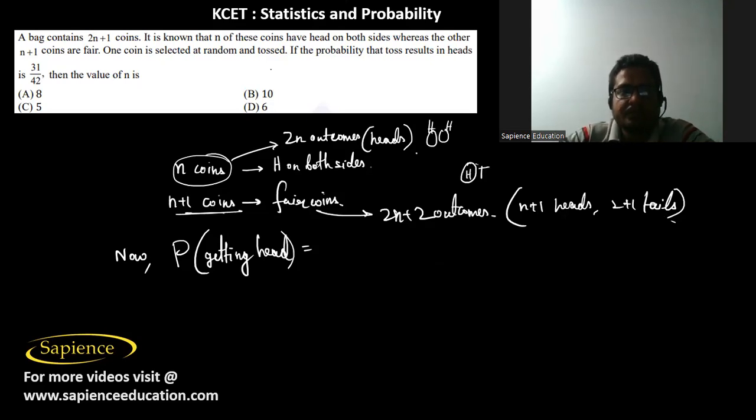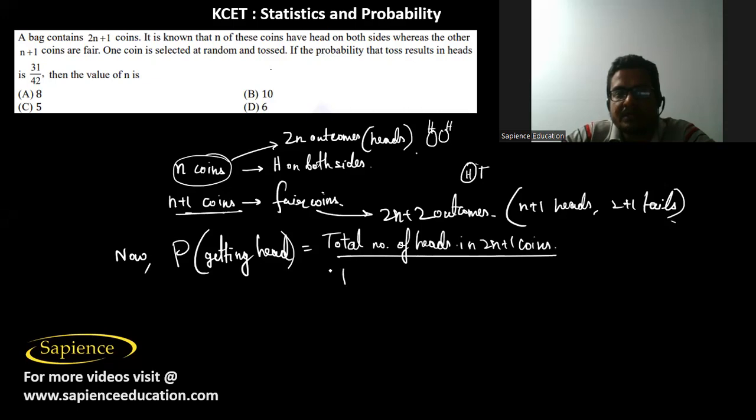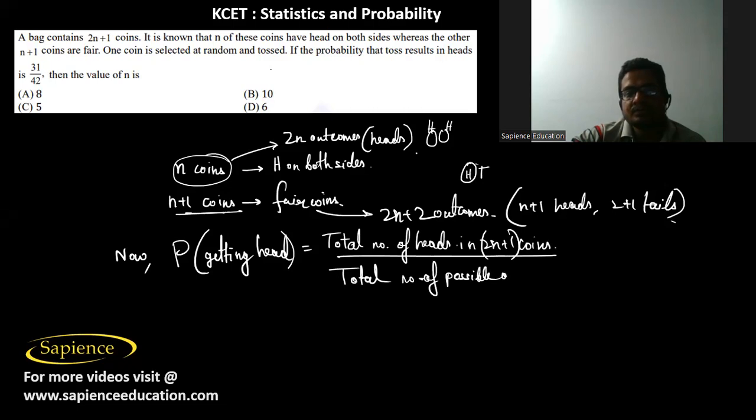So here the probability of getting head is equal to the total number of outcomes in which head can be obtained, or I can tell the total number of heads in these 2n plus 1 coins, divided by the total number of possible outcomes in these 2n plus 1 coins. So that will be equal to, this will be the total number of heads now, that is 2n plus n plus 1 plus n plus 1, divided by the total number of possible outcomes, which will be equal to 2n plus 2 plus 2n, meaning 4n plus 2 outcomes. So now that is given as 31 by 42. So from here we have to find out n.